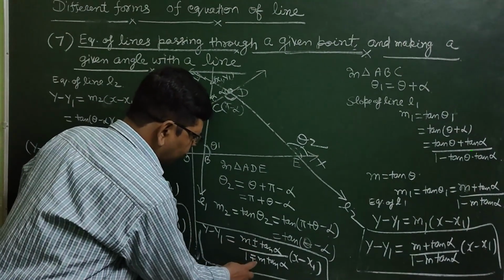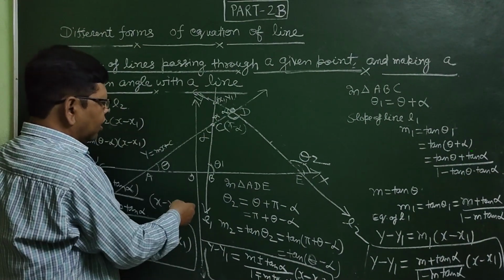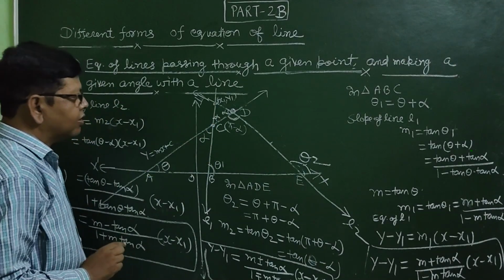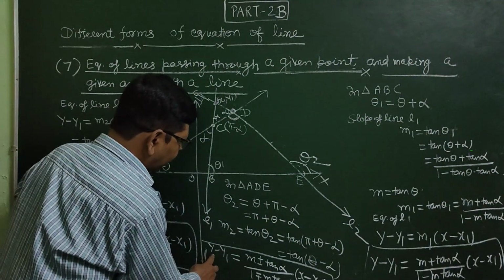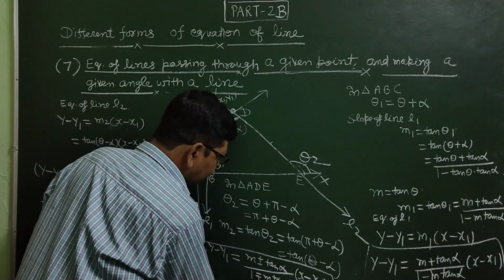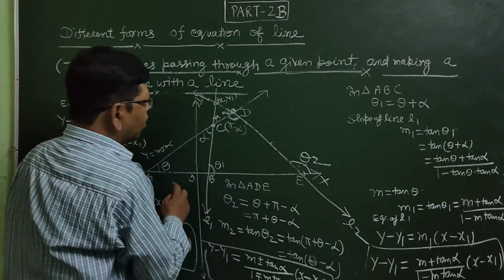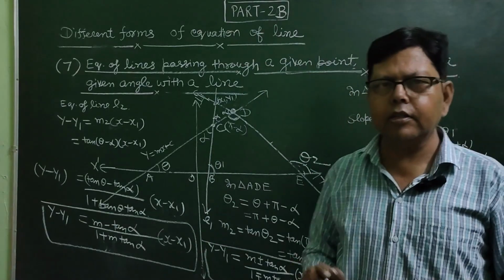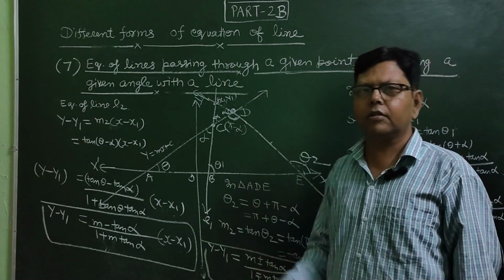M plus tan alpha upon 1 minus m tan alpha into x minus x1 is the equation for the line passing through the point x1, y1 and making angle alpha in the anti-clockwise sense with the line y is equal to mx plus c. And the other equation, y minus y1 is equal to m minus tan alpha upon 1 plus m tan alpha into x minus x1, is the equation of the line L2 which passes through x1, y1 and makes angle alpha in the clockwise sense. So with this, this topic is complete.